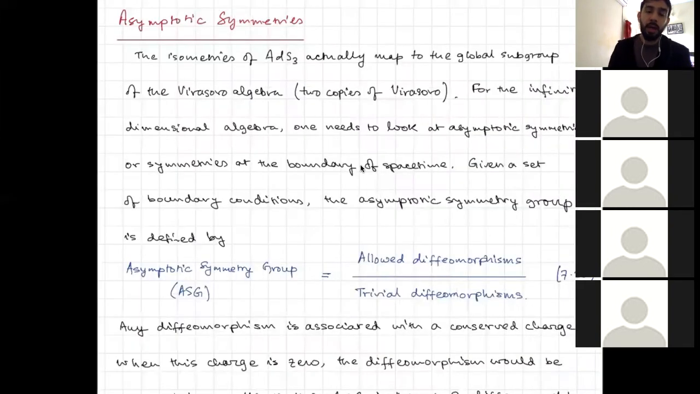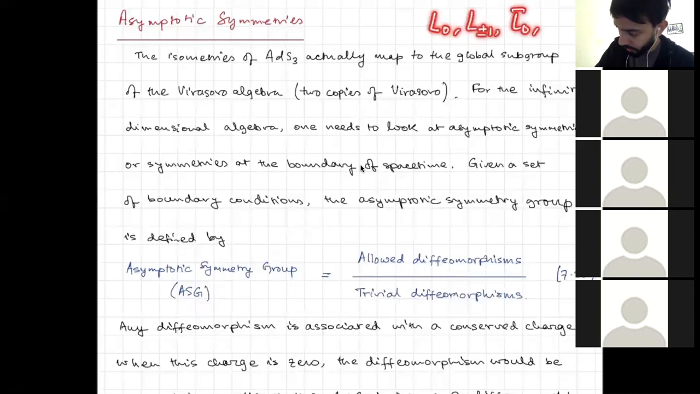Again, this is going to be a little hand-wavy, and I'll indicate a few of the steps, but let's go ahead with this. The isometries that we spoke about of AdS3 actually map to the global subgroup of the two copies of the Virasoro algebra. So this amounts to L_0, L_{±1}, L̄_0, L̄_{±1}. These are the ones that give you the 6 isometries of AdS3.